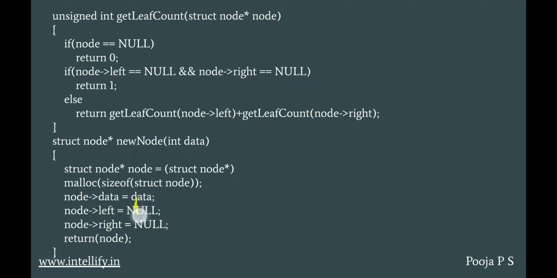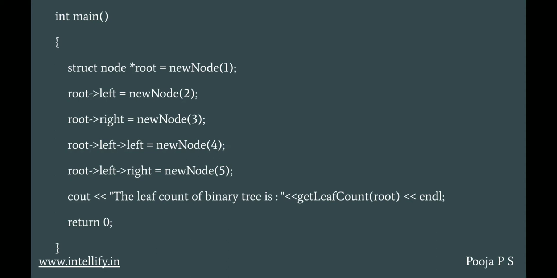So this is the function that we are using to create the nodes. That is, it allocates the new node with the given data and it assigns the null value to the left and right pointers. Now this is the main code, that is, the driver code of the program.